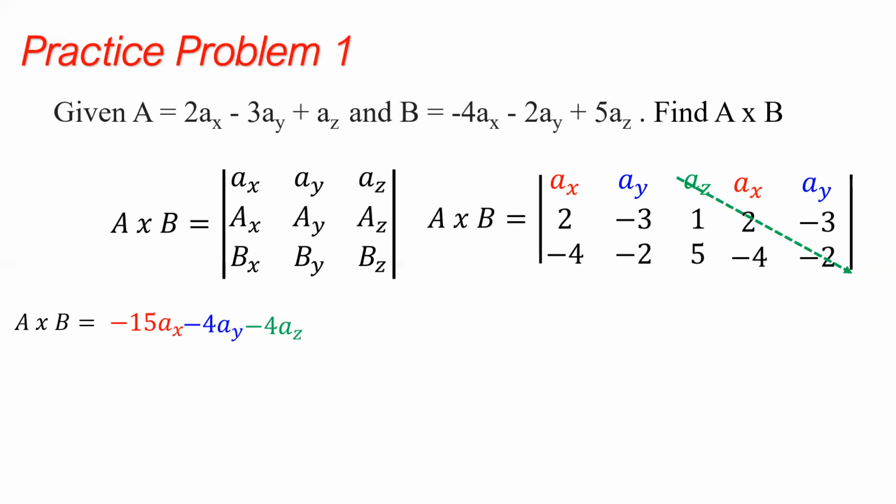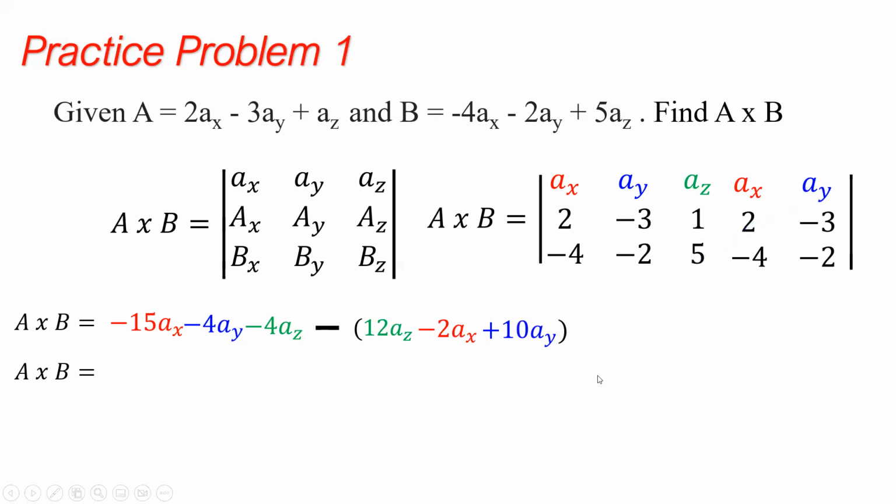Pagkatapos nun, ima-minus naman natin yung diagonal upward. Diagonal upward, that will become -4 times -3 times A sub Z. It will give us +12 A sub Z. Next, -2 times 1 times A sub X. It will give us -2 A sub X. And finally, 5 times 2 times A sub Y, it will give us +10 A sub Y.